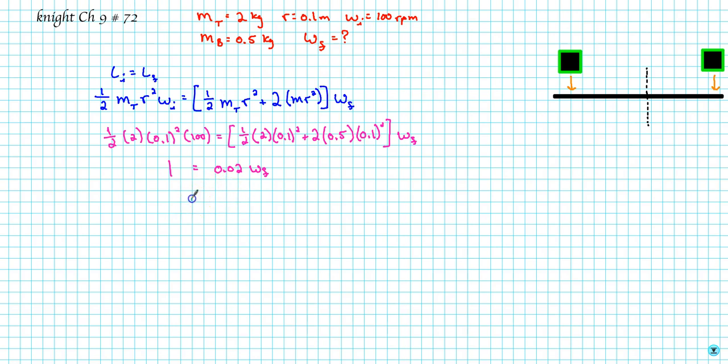We find that the new angular speed is going to be 50 revolutions per minute, which should agree with what we know about angular momentum: if the moment of inertia increases, the angular speed needs to decrease to make up for that, so that momentum is conserved. So it went from 100 down to 50. So there you go, there's Chapter 9, problem number 72.